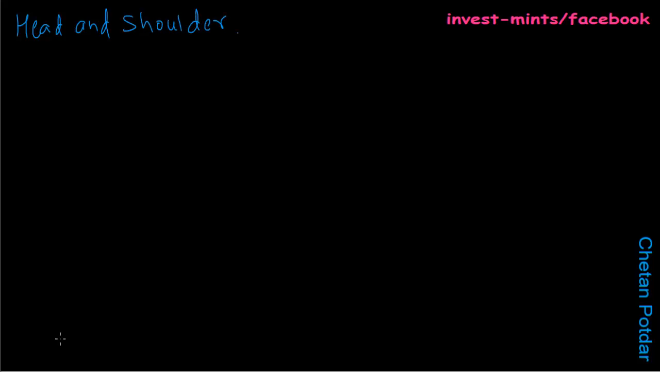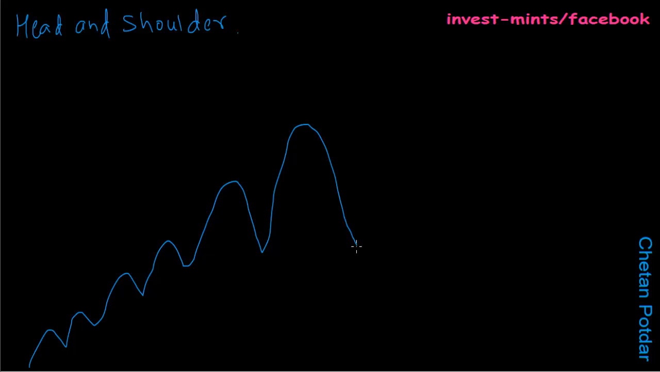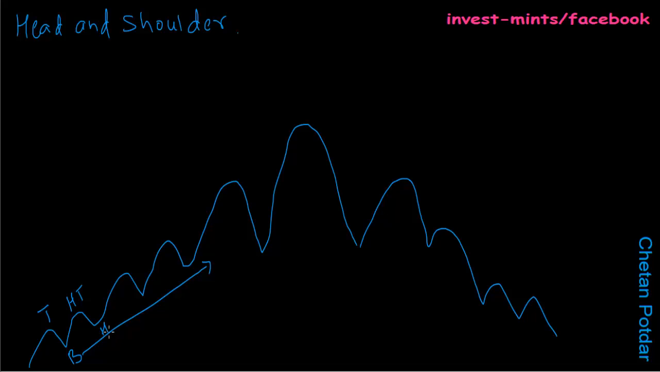Now pay attention to how a head and shoulder is formed. There is an uptrend which is going in. Now this side obviously is an uptrend because this is a top, this is a bottom, this is a higher top, this is a higher bottom, higher top, higher top, higher top, higher top, higher bottom. Now till this time it is an uptrend. Suddenly what is happening is, while this is a higher top, this is a higher bottom.